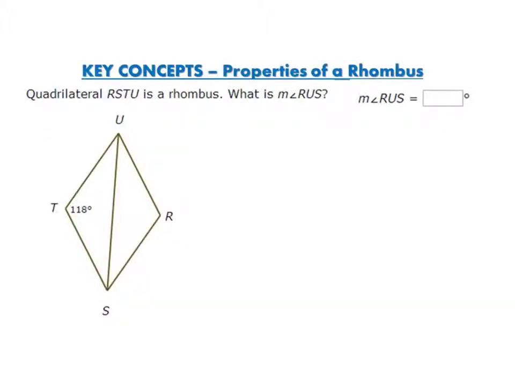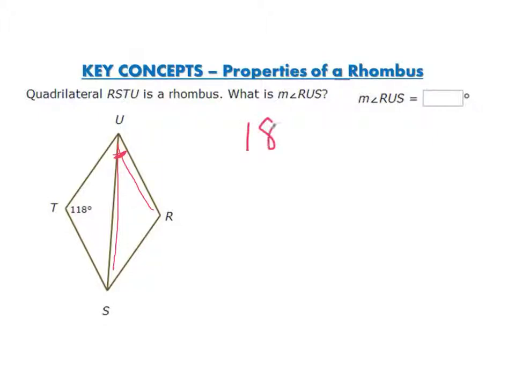Here's our next problem. Quadrilateral RSTU is a rhombus. What is the measurement of RUS? So I am looking for the measurement of RUS. So I'm actually looking for that little measurement right there. Okay? Well, it is a carbon copy of the triangle across from it. And I know that each triangle is worth 180 degrees. So that's where I'm going to start.